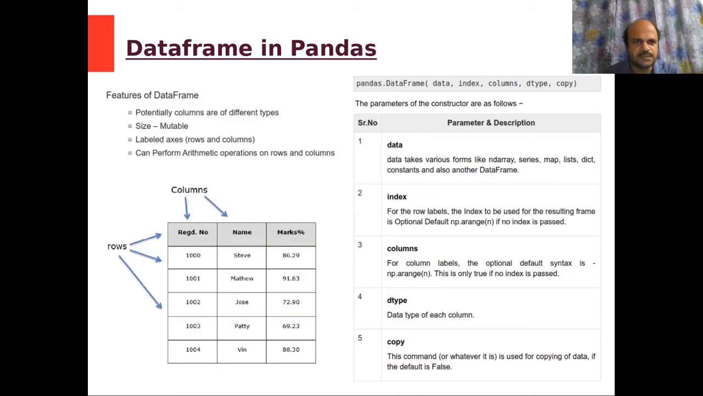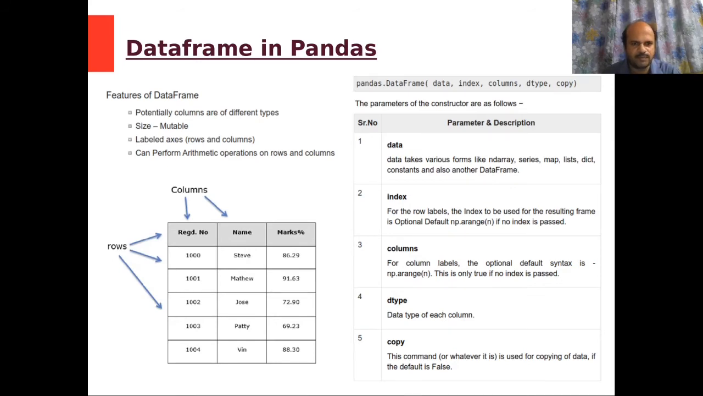Now let's move towards the next point, which is the data frame in Pandas. Pandas is a library which is used in Python. There is a certain set of features for this data frame. It is a kind of data structure, and potentially columns are of different types. Its size is mutable and it has labeled axes, both x and y. The x-axis is labeled with the index, meaning all the rows, and the y-axis is indexed with the columns, which are also called the attributes.